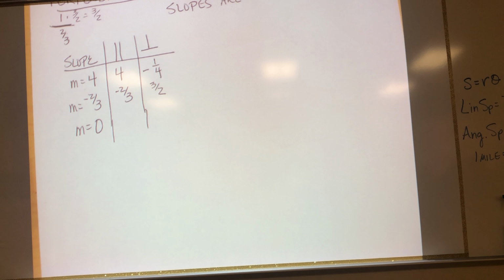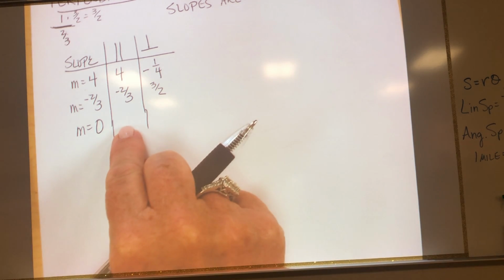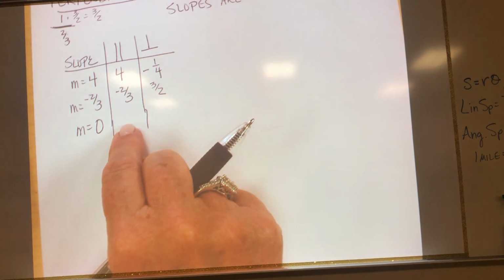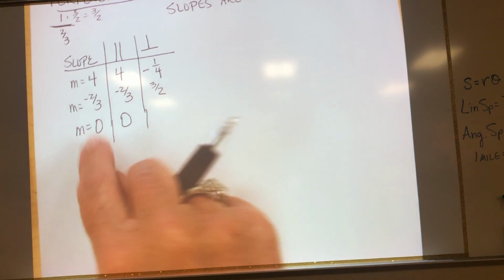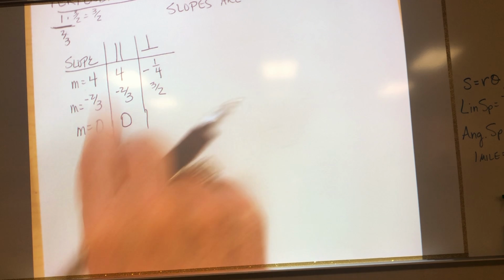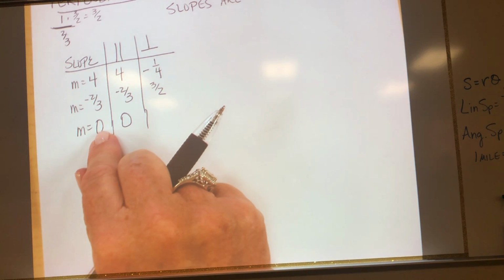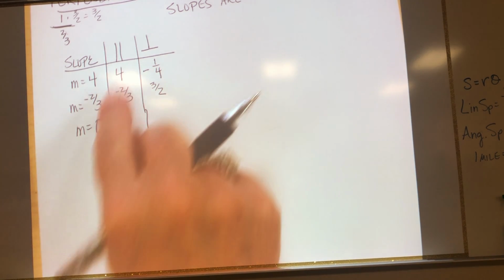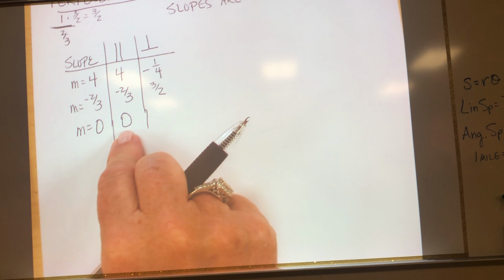All right, ready? So, what's a parallel slope? 0. Y'all, what kind of lines have 0 slope? Horizontal lines. What kind of lines are parallel to horizontal lines? Horizontal lines. Okay?